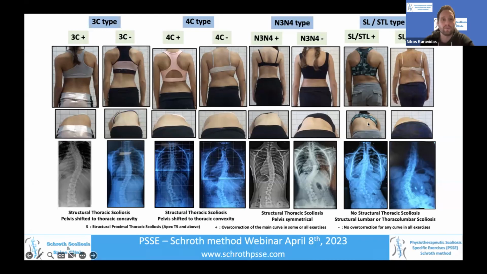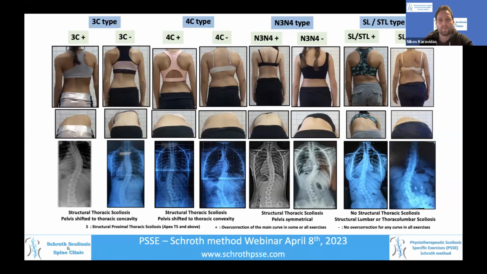I am sure that most of you, even some of the experienced therapists, if you didn't see the X-ray that the apex is T12 for this curve type, you might have thought that this is thoracic scoliosis. And for those of you who are familiar with the Barcelona Scoliosis Physical Therapy School Rigo concept, you might be in a dilemma to classify between 3C plus or STL plus.